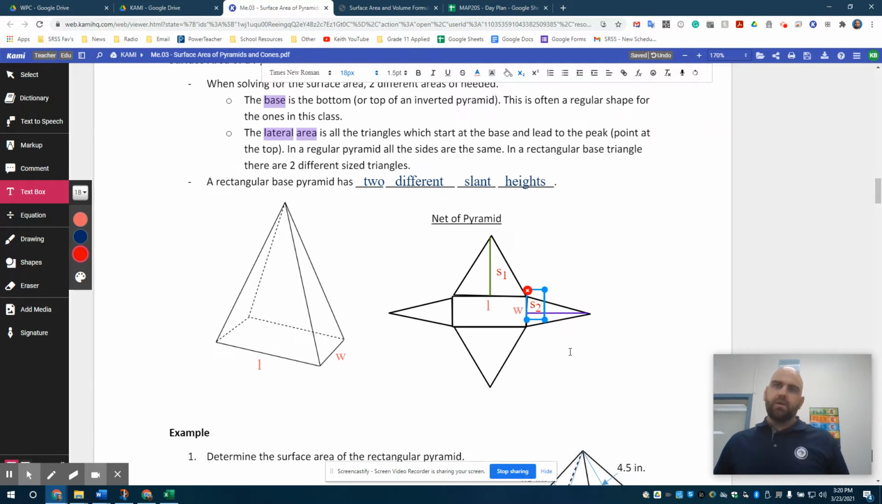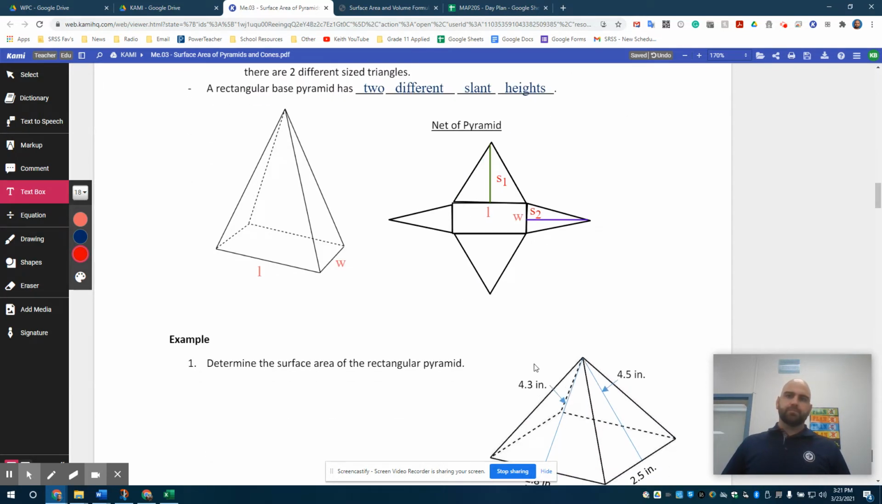Okay, slant height 1, slant height 2. Slant height 1 is dealing with the length here, slant height 2 is dealing with the width. So to find the area, we have to find the rectangle's area, and we can multiply those two triangles by 2 because these opposite triangles are going to be the exact same.